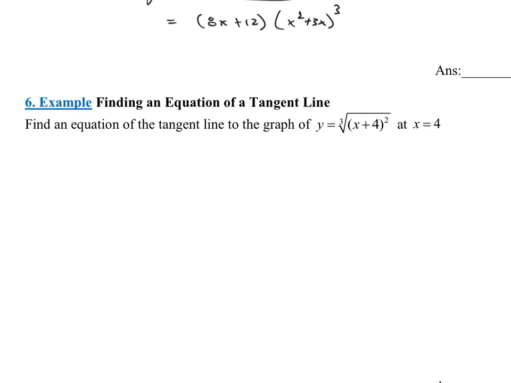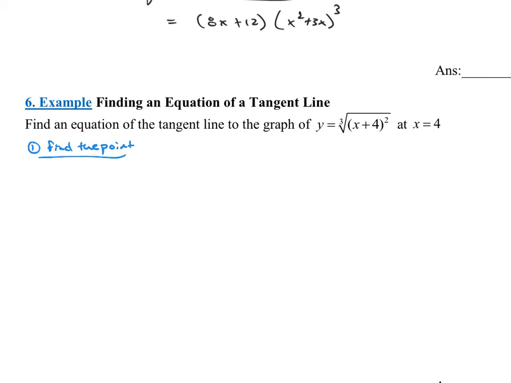Great example, example 6, good test problem here. You know it's going to be on the test, finding the equation of the tangent line. Remember, we know there are multiple steps to finding the equation. The first one is find the point. Well, it gives us an x value. The function is y equals the cube root of the quantity x plus 4, quantity squared.